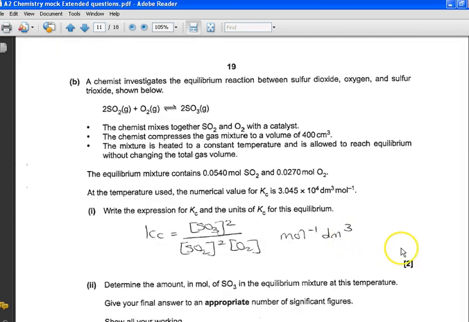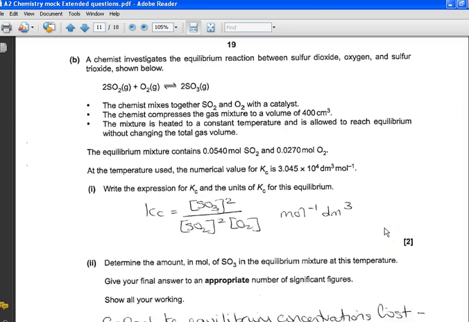Okay, part B, another equilibrium we're given. Told that they're mixed together, the sulfur dioxide and the oxygen. The gases are then compressed to this volume, and the mixture is heated to constant temperature and allowed to reach equilibrium. And you're told that the equilibrium mixture contains this many moles of SO2 and this many moles of O2. And obviously that's moles, not concentration.